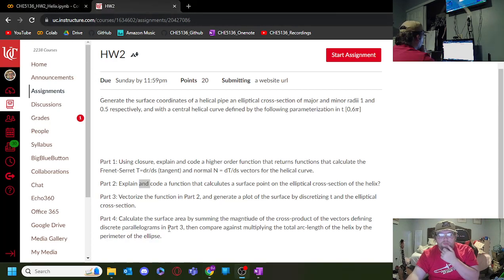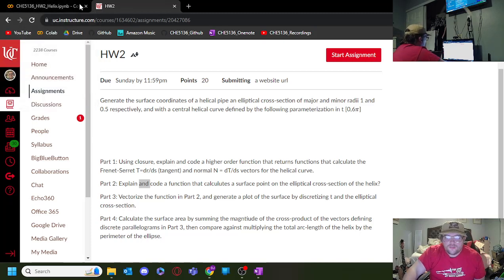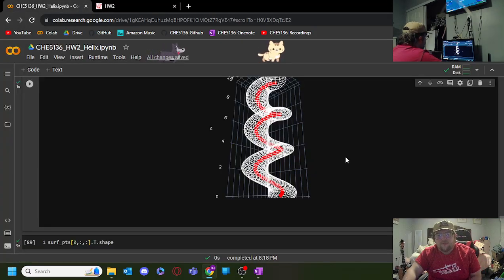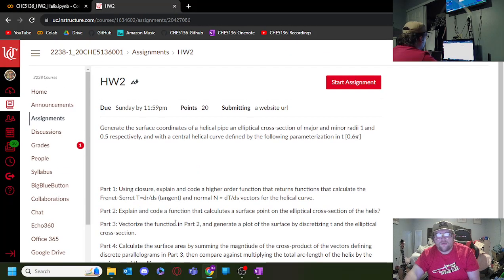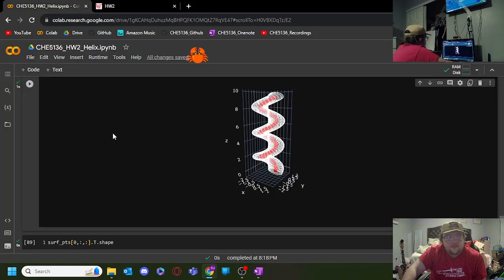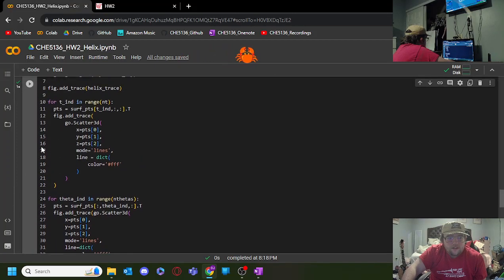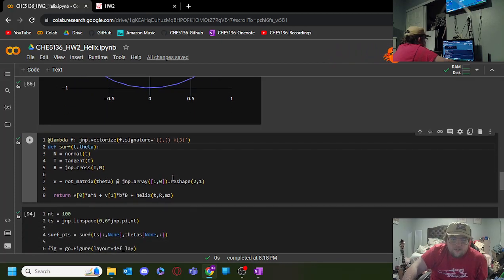So in the next part, we'll be going over part 3, where we're going to vectorize the surface. Or, well, might have already done part 3. Might have jumped the gun a little bit. But, yeah, by vectorizing this, jmp.vectorize, where is it? Right here, passing this signature saying t is a scalar, theta is a scalar, we're essentially drawing a grid.